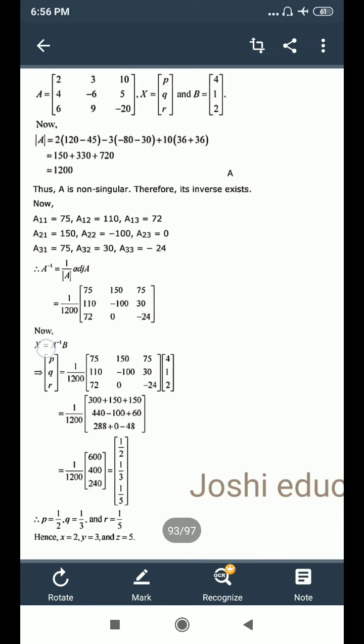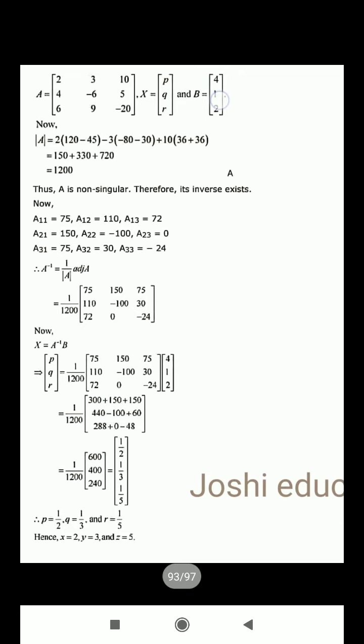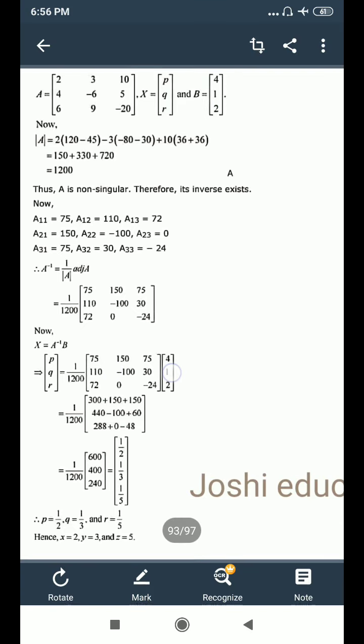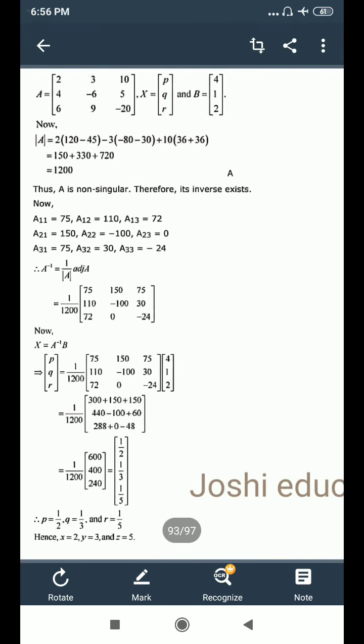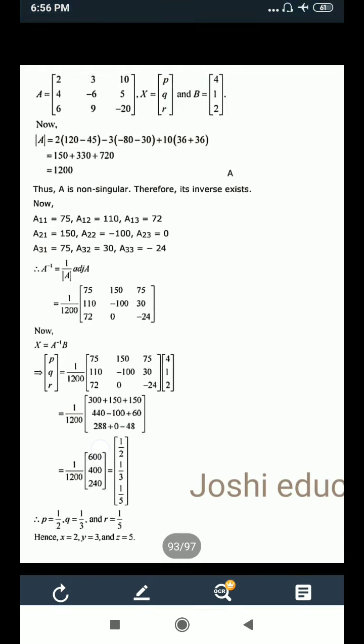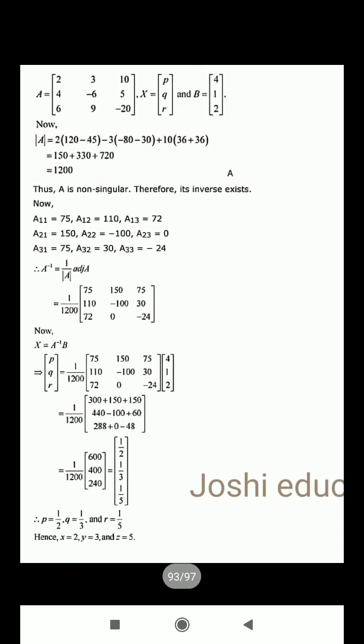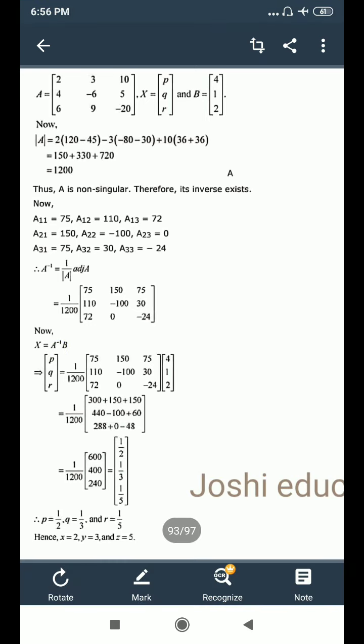Now we know that X is equal to A inverse into B. So X, in this case, is the p, q, r column matrix. A inverse we just obtained, and B is the matrix we have already defined. Take the product of these two. Keep this 1 upon 1200 outside. On solving, it comes out to be 1 upon 1200 times 600, 400, 240. So you take this 1200 inside, it is 1 by 2, 1 by 3 and 1 by 5. On equating these two, p is 1 by 2, q is 1 by 3 and r is equal to 1 by 5.